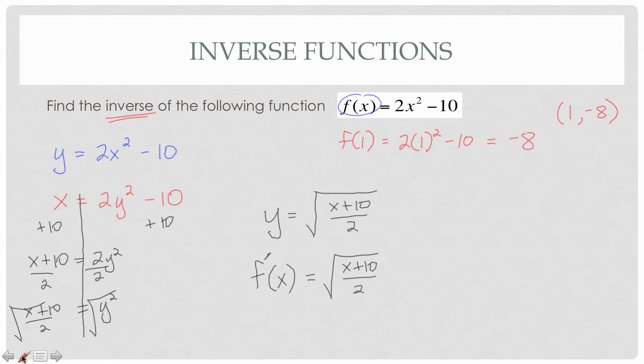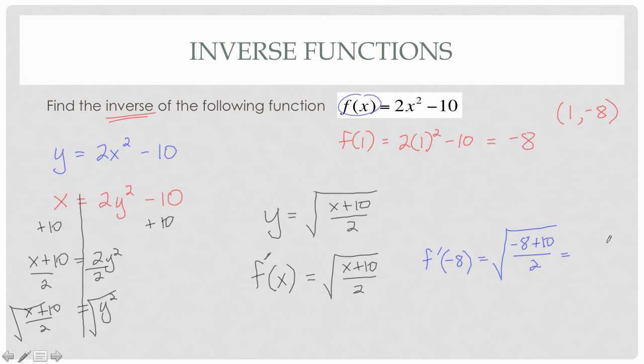But now let's finally check it out. Let's make sure our point actually works out. So if I put negative 8 in for this function, let's see if it actually gets us back to positive 1. All right, so we've got negative 8 plus 10. I'm putting negative 8 in for x, divided by 2. What does that give me?